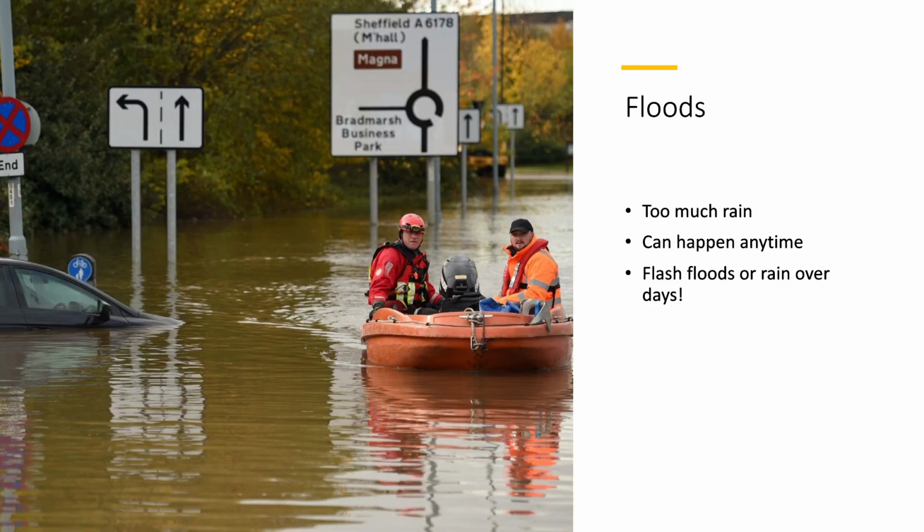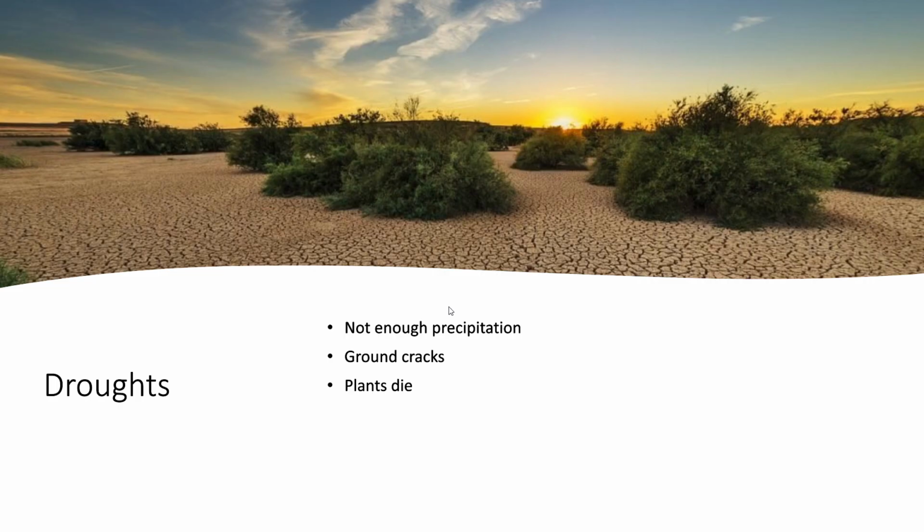Let's talk about floods. Too much rain can happen anytime. Flash floods or rain over days. So this means floods could be a flash flood and it can go on over days. That's a lot. Do you see a sinking car over here? That car sure has to be. What just happened? Never mind.